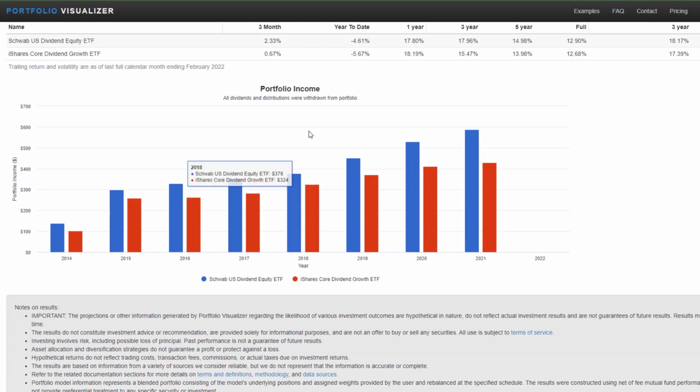Coming down to what the incomes would have looked like over the past 8 years, you would have pulled out this much in 2014 after the first year: 138 for SCHD and 103 for DGRO. And the most recent full year, 588 for SCHD and 428 for DGRO.